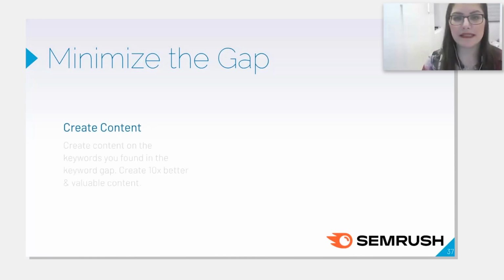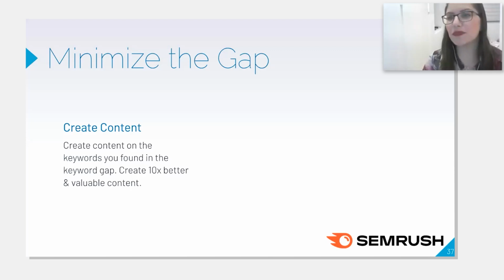So we want to minimize the gap, right? We want to create content on the keywords where you find the keyword gap, and we want to create better content than them. We don't want to copy their content, for God's sake. And we don't want to make thin content as they are doing. No, we want to do it better than them. We want to be more sophisticated, and we want to be able to serve a better experience.